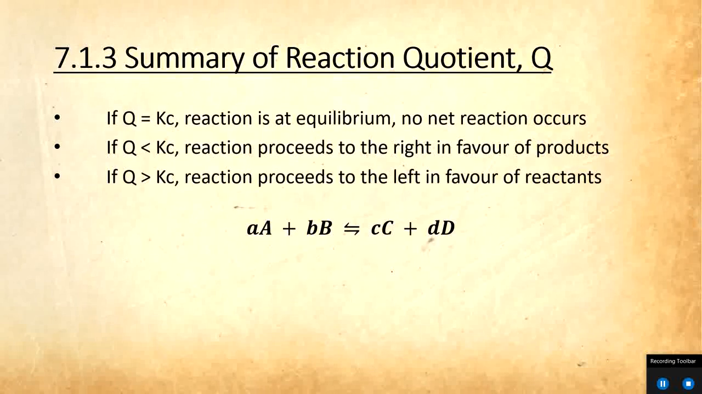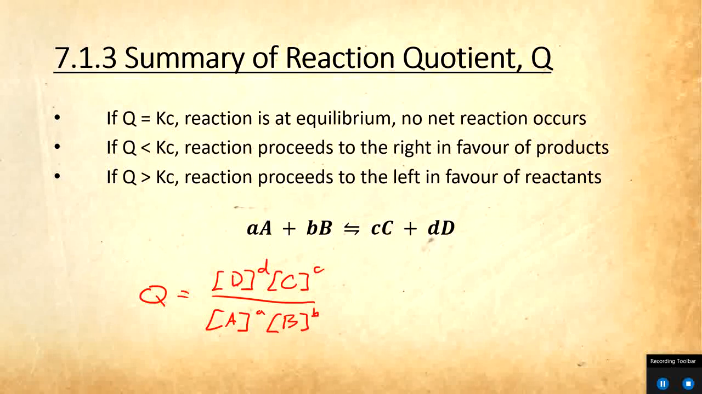So to summarize our meanings of Q before we jump into a few examples, if we calculate a Q, okay, and it's equal to the equilibrium constant, that means the reaction is at equilibrium. So our rates of the forward and reverse are equal and no net reaction occurs. If Q is less than Kc, let me write down again my Q equation here, which we know, so this is just for our generic reaction above, and this is also equal to, we use the same calculation as we do to calculate our Kc.